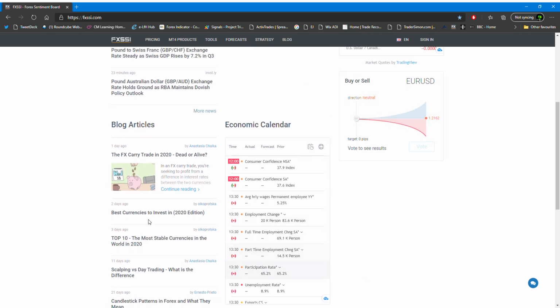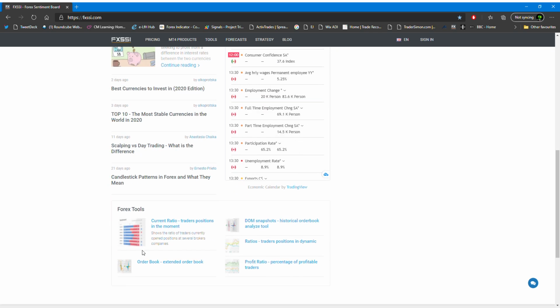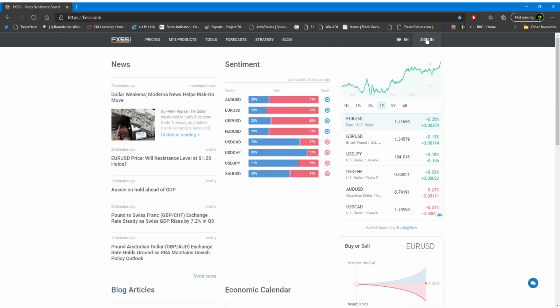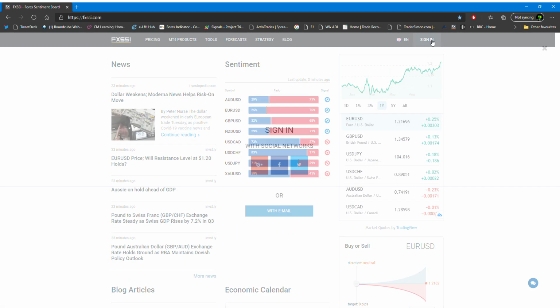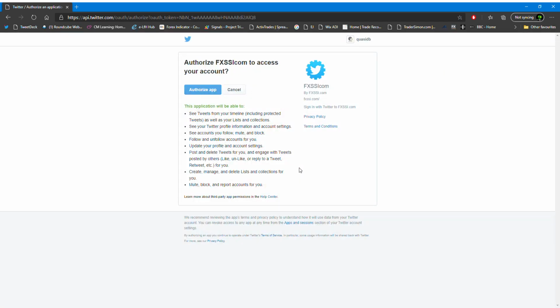Economic calendar and blog articles. These are very excellent articles to read if you've got any spare time. And so there's your tools at the bottom. What you want to do is create an account here. You just authenticate on Twitter or Facebook or Google. I just do Twitter. Authorize app.